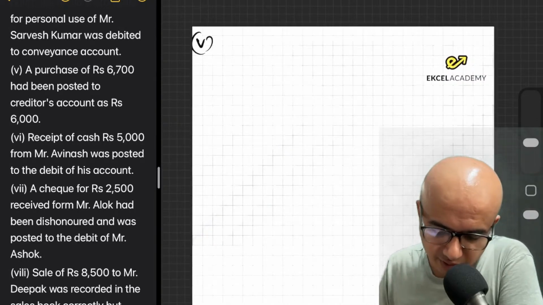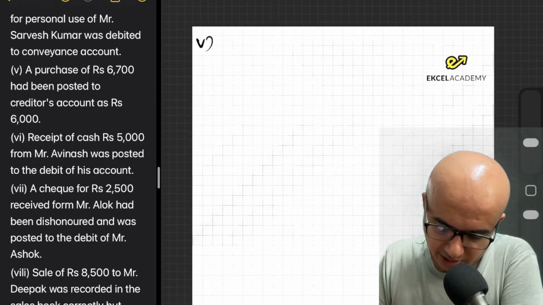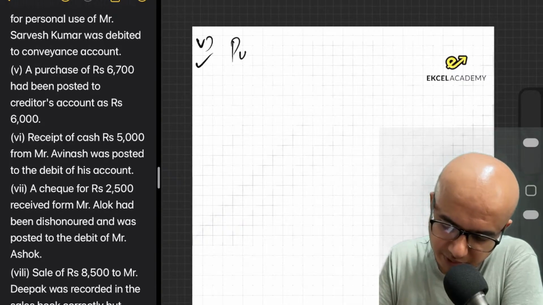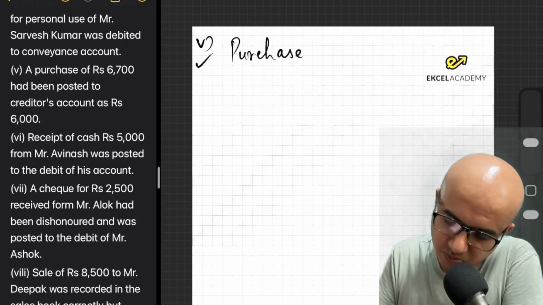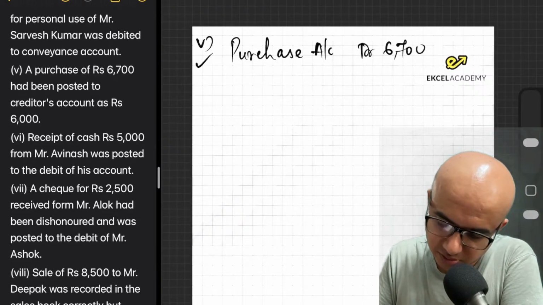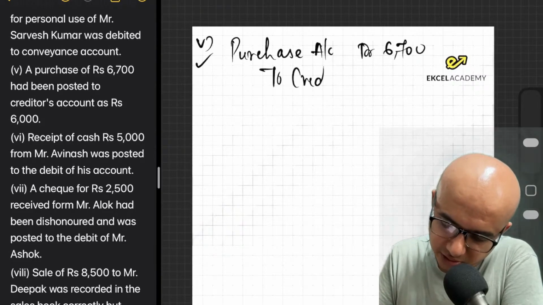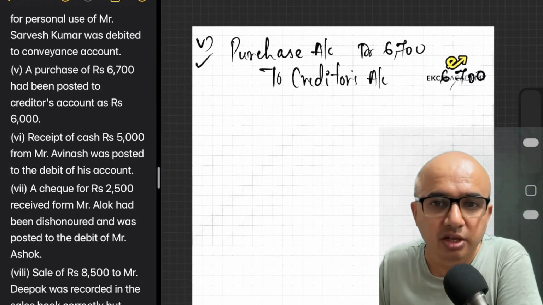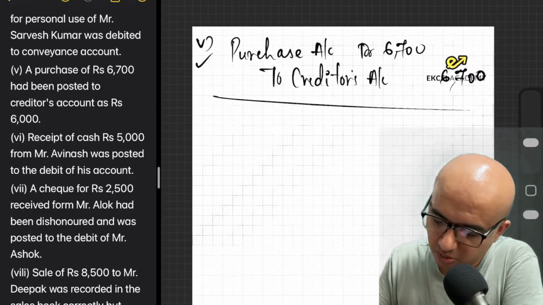Let's see what exactly they have done. The correct entry would have been purchase account debit 6,700 to creditors account. We do not know which creditor it is, so simply write creditors account 6,700. So that is the thing. Now, what have they done?